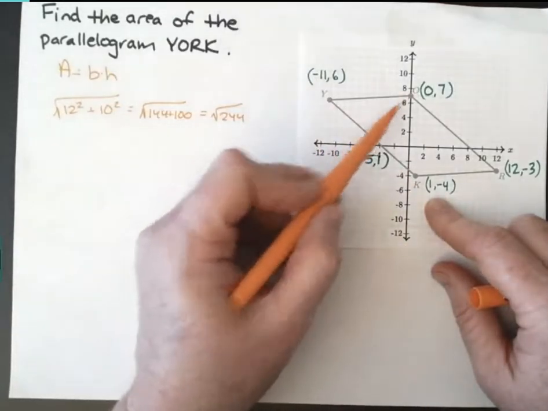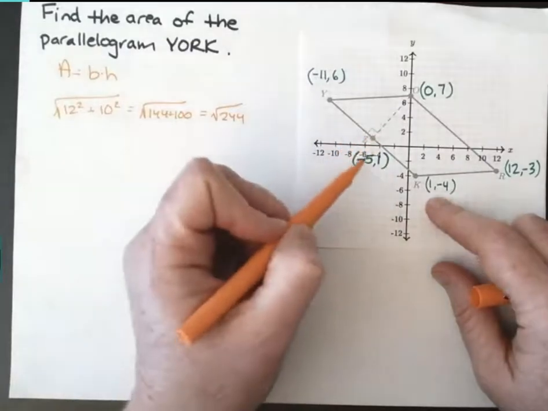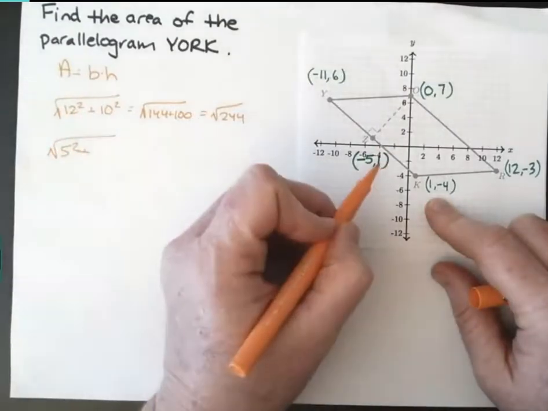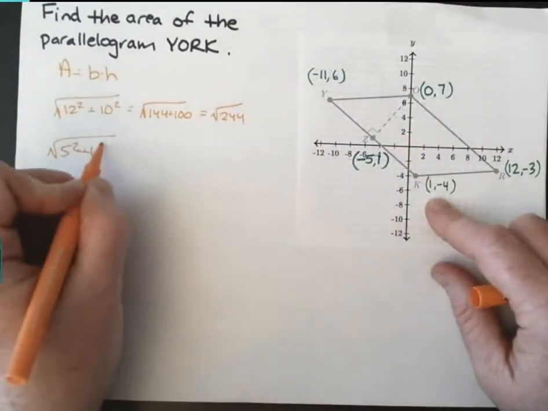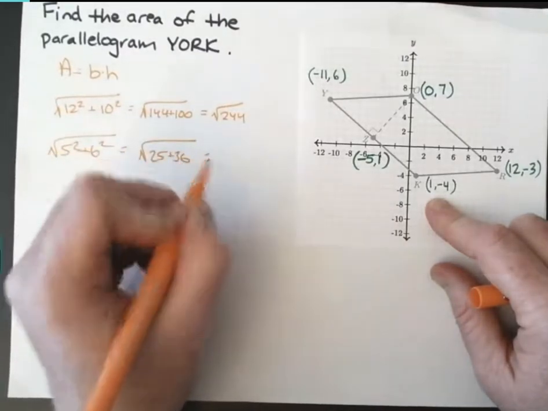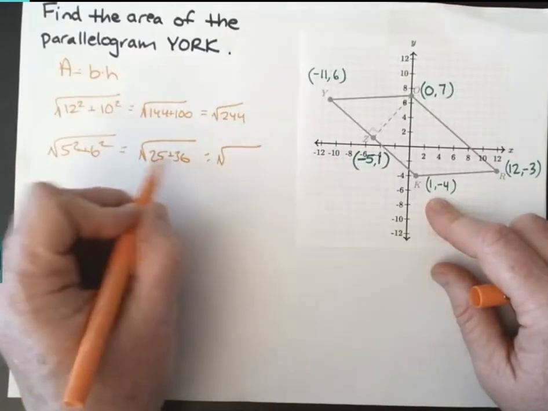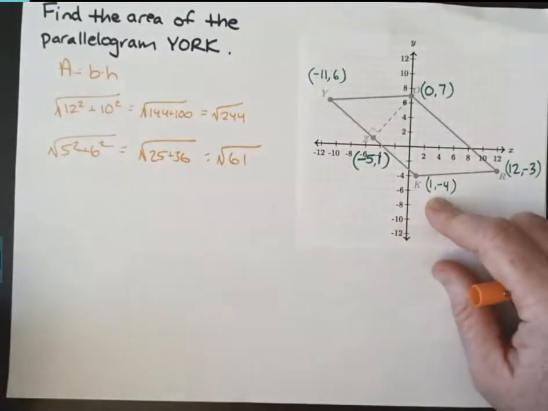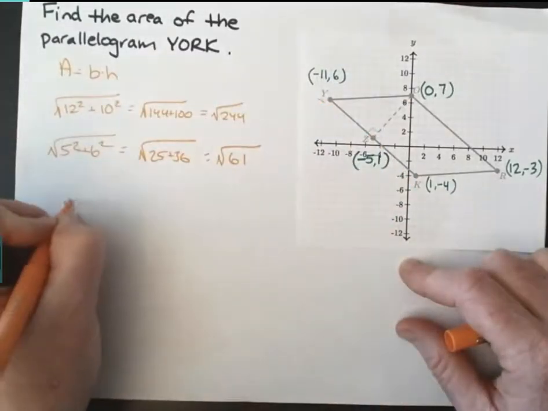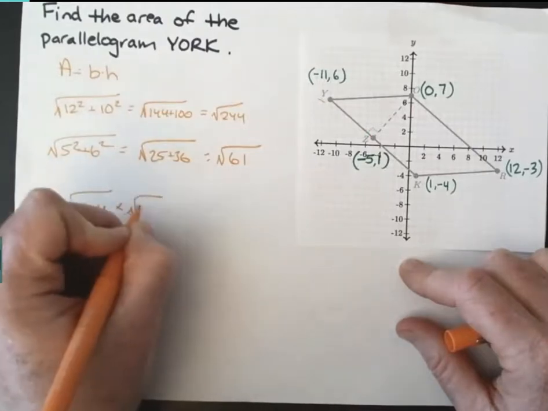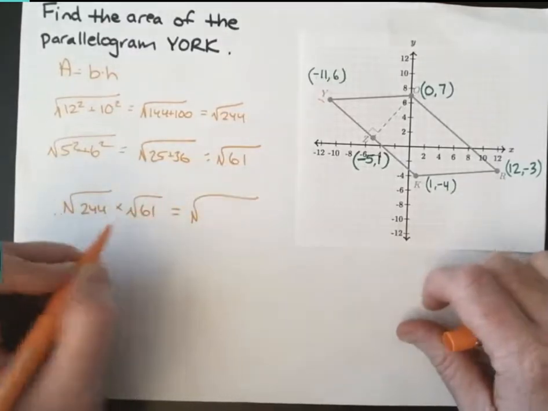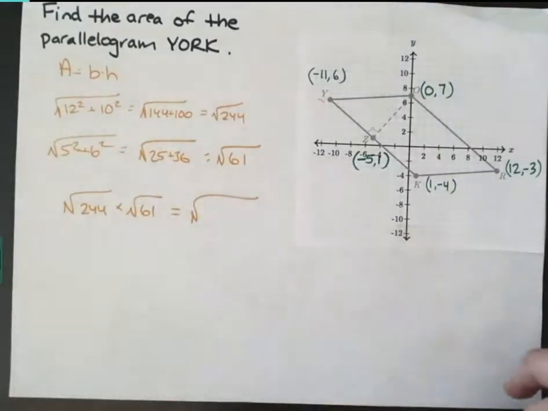Now I need the vertical distance here. So I'm going to go from -5 to 0. So that's 5 units. And I'm going from 1 to 7. That's 6 units. So this is the square root of 25 and 36, which is √61. Okay. So now we know that length and that length. So we're just going to multiply √244 times the square root of 61. If you're multiplying square roots, you can go ahead and multiply the numbers under the radical.